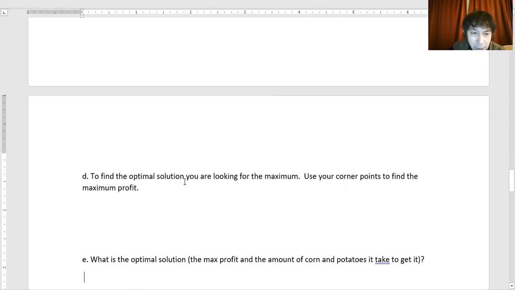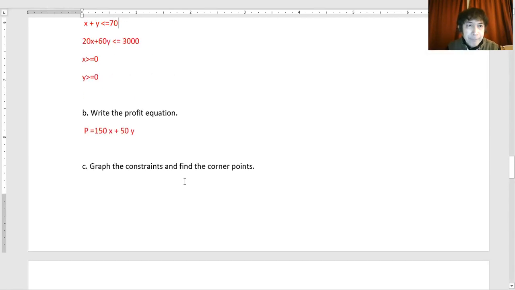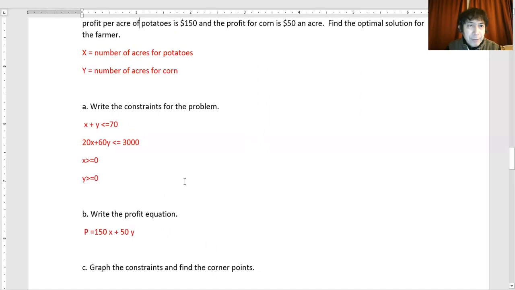And then for letter E, what is the optimal solution? Okay, optimal means either maximum or minimum. All right, so we're looking for the maximum. Okay, and this will be the amount of acres that will be allotted for corn and potatoes, separate values. Okay, and all right, so that's it.